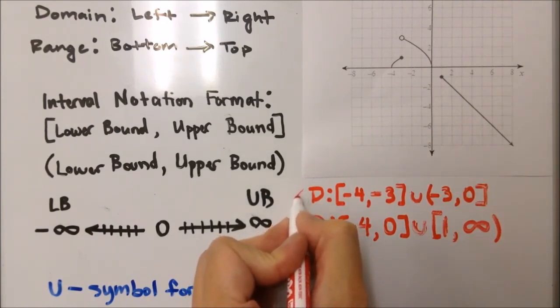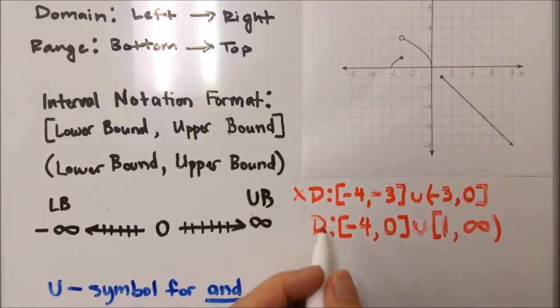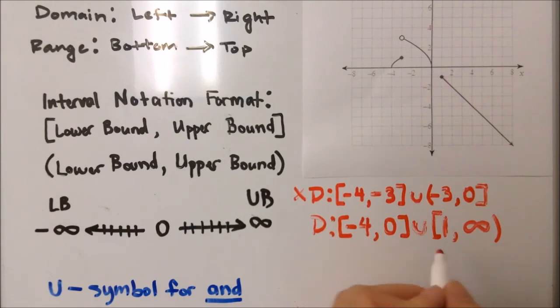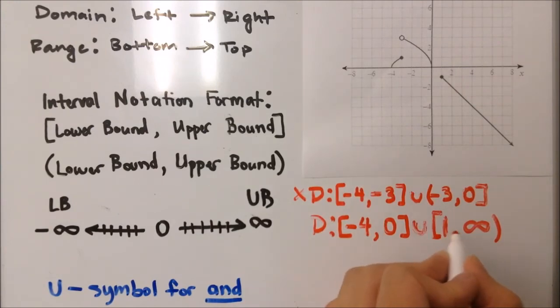So we're not going to use this domain since we combine these two as this. So this is the correct domain. From -4 to 0 with brackets, and from 1 to infinity. So that's our domain. Now let's do our range.